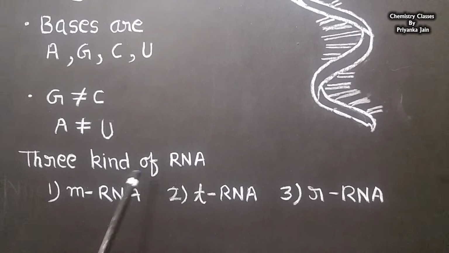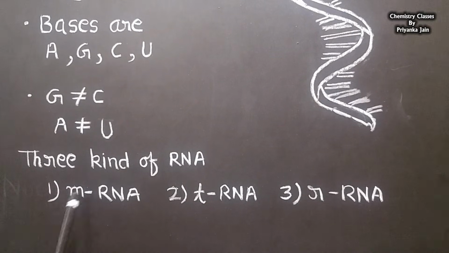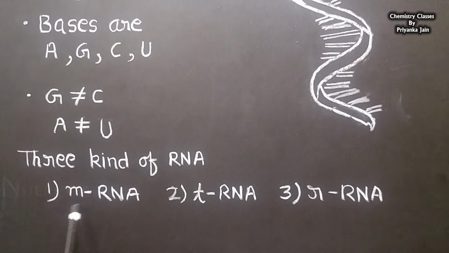And the RNA is basically of three types. These are the mRNA or messenger RNA, tRNA or transfer RNA, and the rRNA or ribosomal RNA, and these are involved in protein synthesis. So this is all about the structure of DNA and RNA.